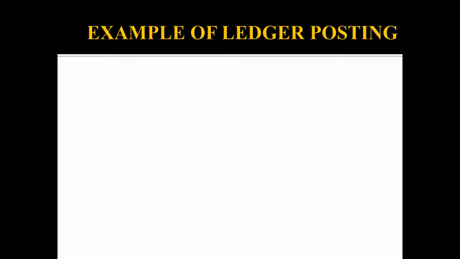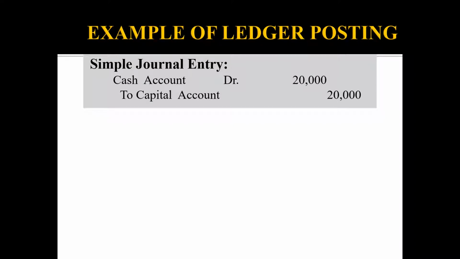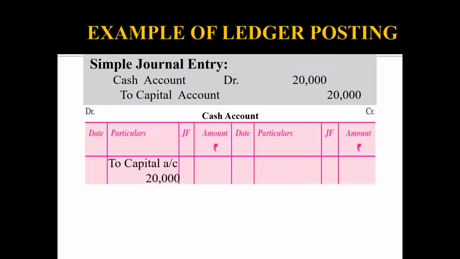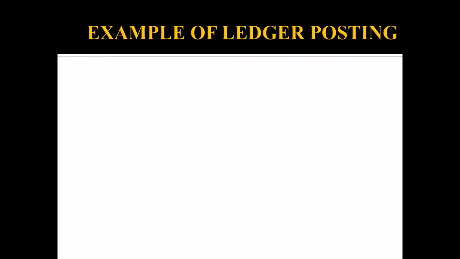Let's take an example of ledger posting. You can see there is a simple journal entry, that is cash account debit $20,000 to capital account. In this case, there are two accounts concerned with it, that is cash account and capital account. Now in cash account, we will debit capital account by $20,000, and in capital account we will credit cash account by $20,000.